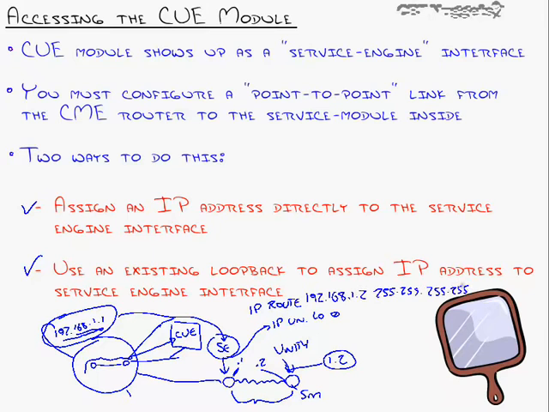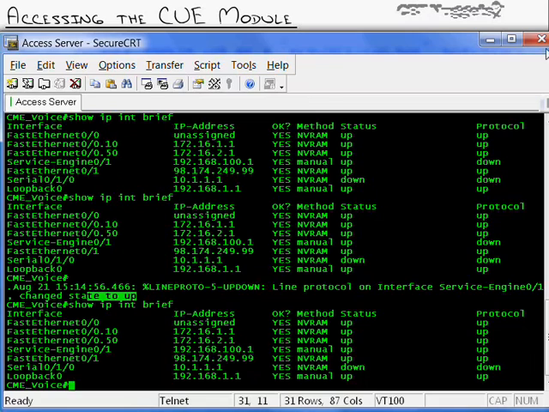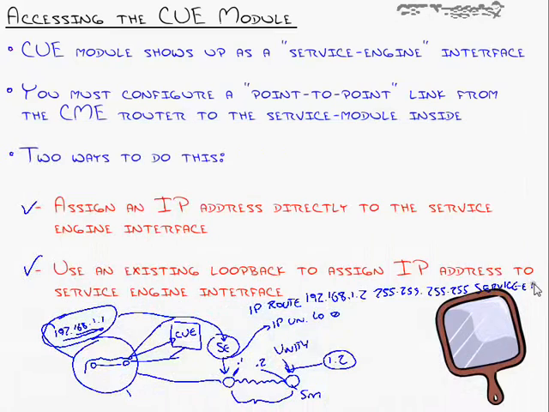255.255. This looks weird. And I would do service engine 0/1 in this case. Now let me explain that. What this route is, it's considered a host route. You see, the subnet mask is all 255s, meaning specifically that IP address is available through service engine 0/1.